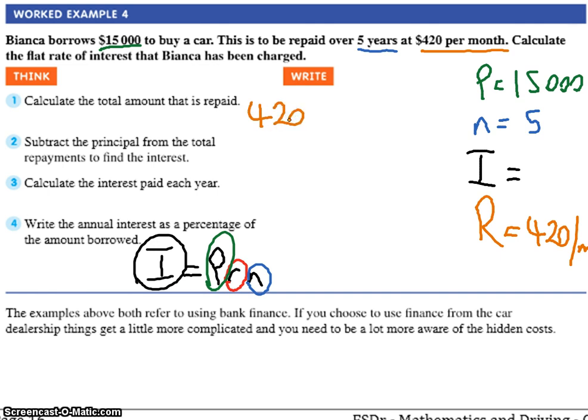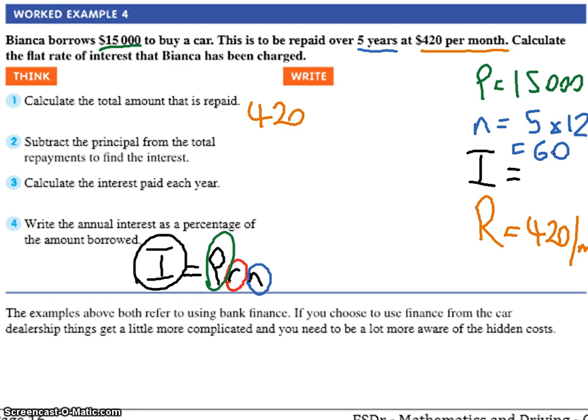Now, what I want you to do is have a look at this N. You guys said N is 5. Why is N 5? Because that's 5 years. Excellent. But remember I said it's interest-bearing periods. How many times has she paid back money? How often did she pay back money? Per month. So how many months are there in a year? 12. So she's actually made 60 repayments over the 5 years. Every month she's paid money.